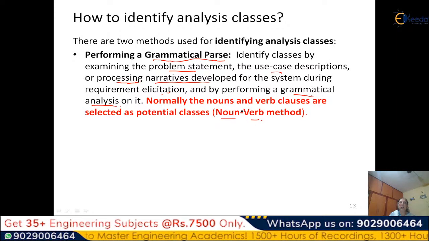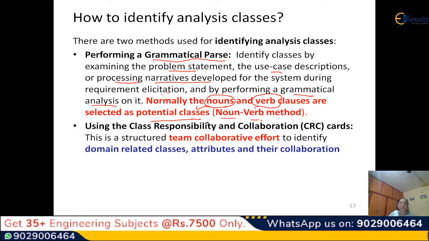So instead of calling it grammatical parse, sometimes we try to identify all the nouns, which will form the objects, and all the verbs, which will say what it is doing, what is the operation on it. And once we know it, those will become the potential classes. The nouns along with their verbs will become the potential classes. From these potential classes, we will try to create the final analysis classes.